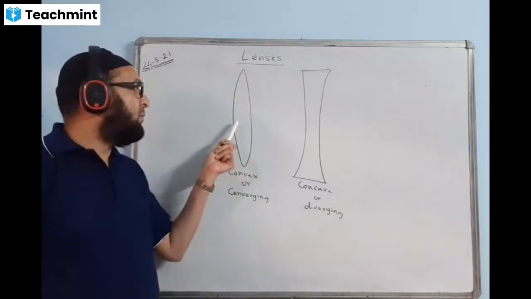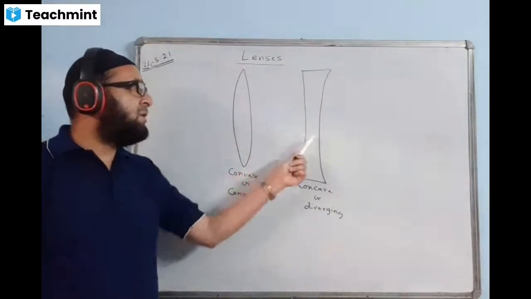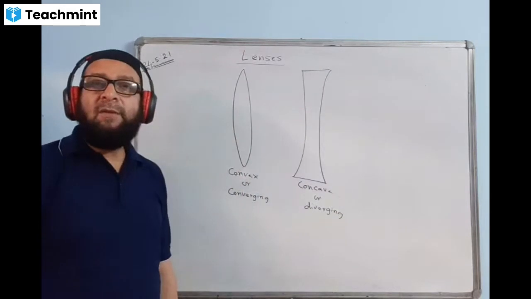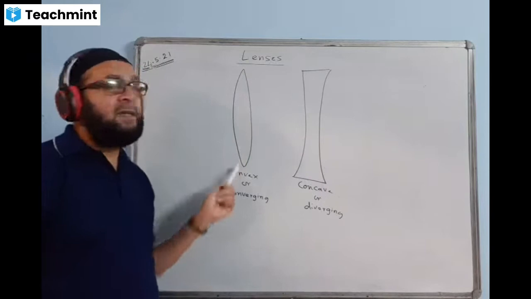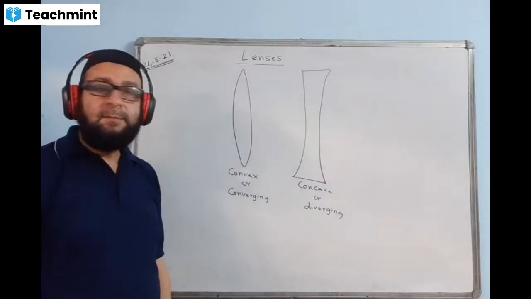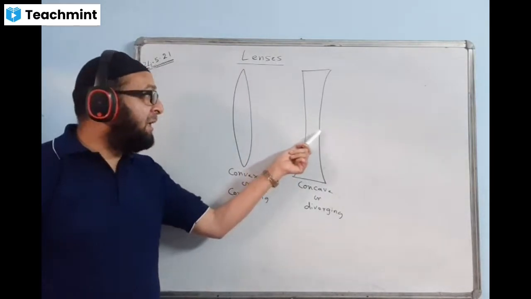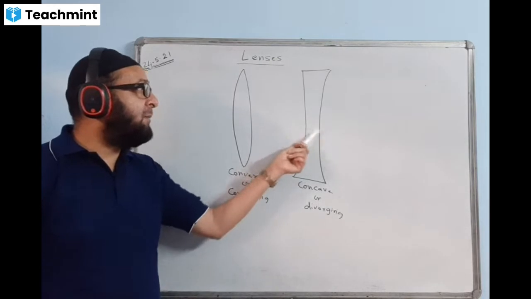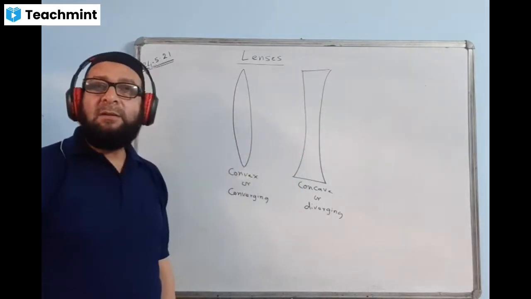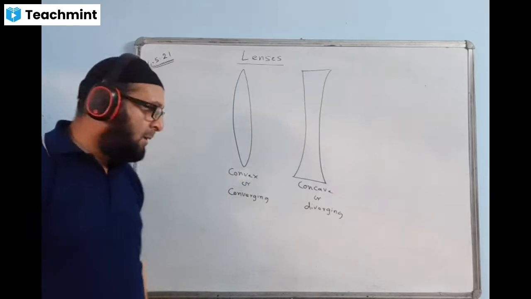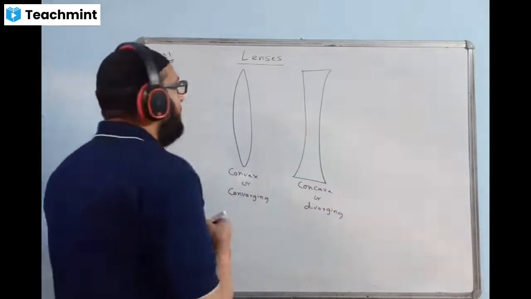The shape you should know. This is the shape of a convex lens. This is the shape of a concave lens. A convex lens is thicker in the middle, thinner at the edges. A concave lens is thinner in the middle and thicker at the edges. Definition will not come. The main thing you only learn.